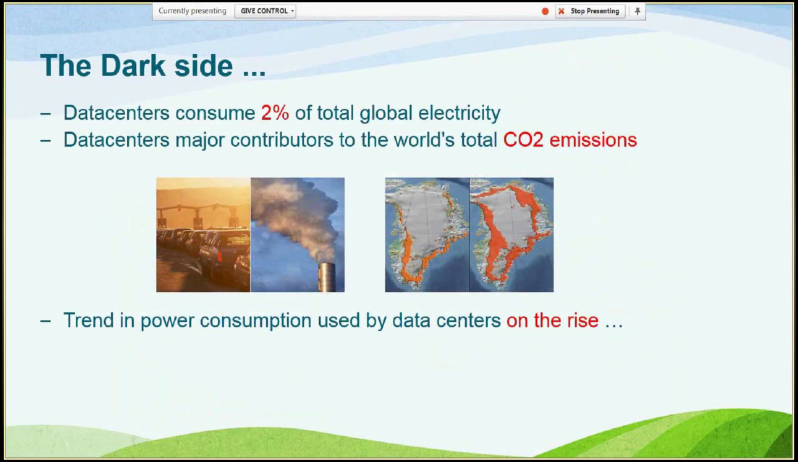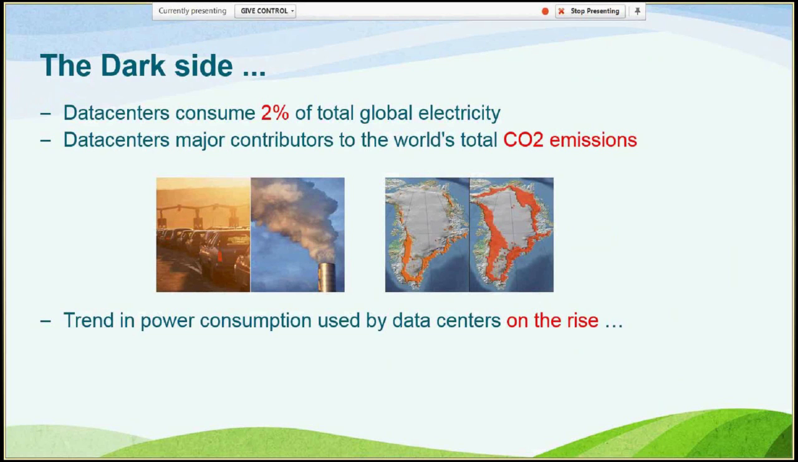There is somehow a dark side to this. Many reports over the last few years have looked at the total global electricity that data centers and cloud data centers actually consume, which is about 2% of the total global electricity worldwide. These data centers are viewed as major contributors to the world's total CO2 emissions. Therefore, there is certainly a problem in terms of the power and the energy they consume, and the negative effects these could have on the overall environment. The other alarming thing is that there is a clear trend in power consumption used by data centers, which is and will still be on the rise. This means that if nothing is done at the moment, then the problem can simply worsen.